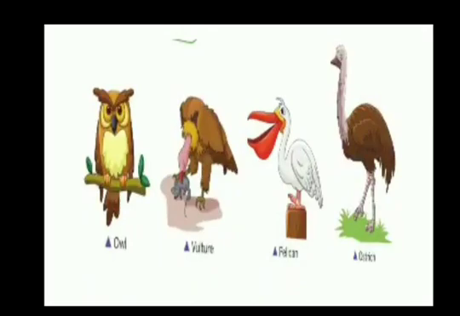Children, have a look at the pictures. Here are the 4 birds shown in the picture. First one is the owl, next vulture, third pelican, and the last one is an ostrich. Okay, now let's see the question.